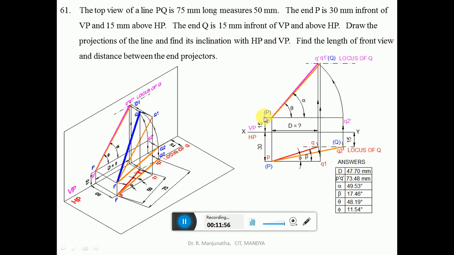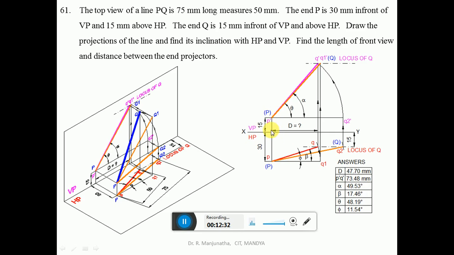So again, with P dash as center, take the radius of P dash Q2 dash and draw an arc such that it cuts the locus of Q in the front view at this point. So you get this Q dash, and this Q dash and this Q lie on the same line. So this is the distance between the end projectors, which you need to find out. Since it is P dash Q dash, we need to find the length of the front view by using the scale. You measure the length of P dash Q dash, which is 73.48 mm when you do it on a computer. When you do it manually, it will be 73 mm.